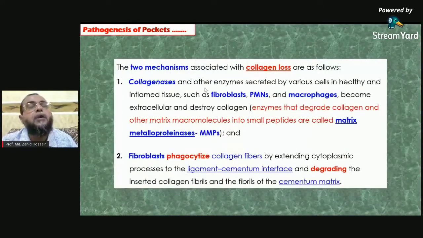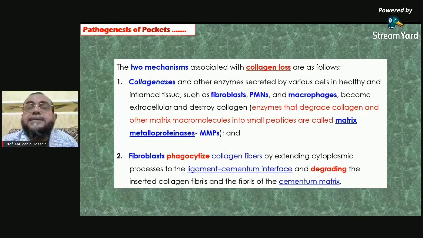Collagenase, the enzyme name usually comes from the tissue they degrade or destroy. So collagen is destroyed by collagenase. Collagen is the main component of our periodontal ligaments and fibers. So when they destroy this collagen, automatically our tooth becomes separated from the tissue.